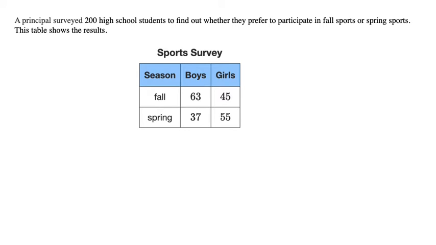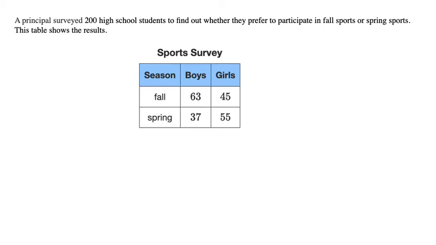A principal surveyed 200 high school students to find out whether they prefer to participate in fall sports or spring sports. This table shows the results. This table is called a two-way table. There are two variables that are included. Across the top we have gender, and along the side we have the sport, whether it's fall or spring.